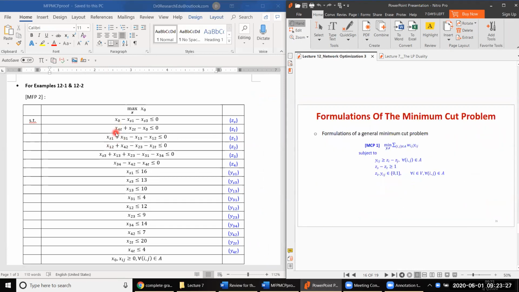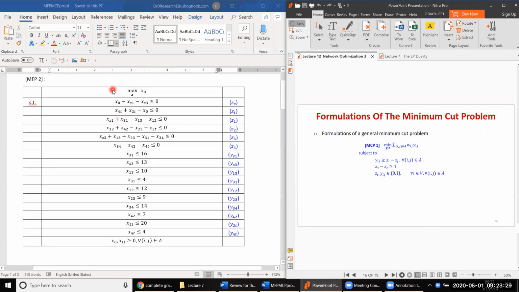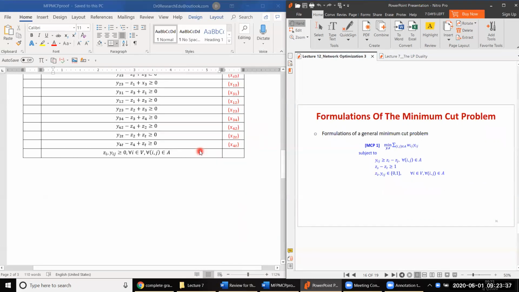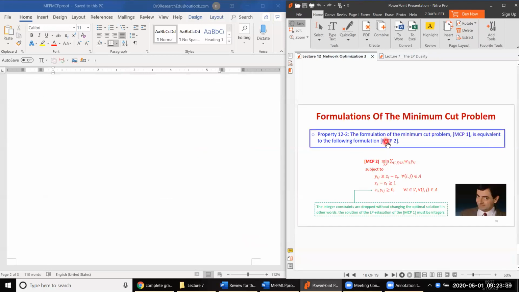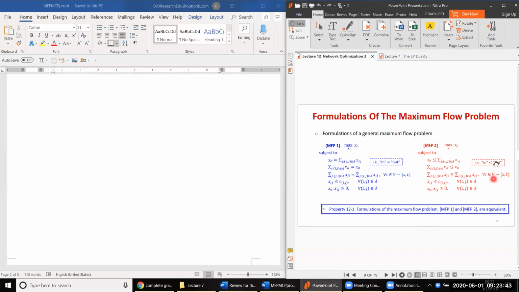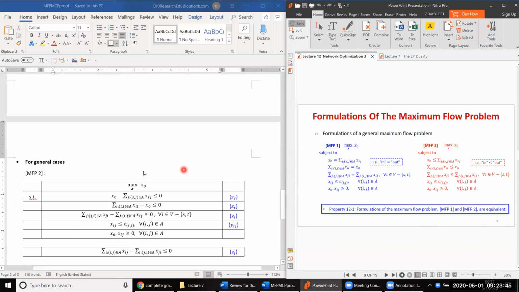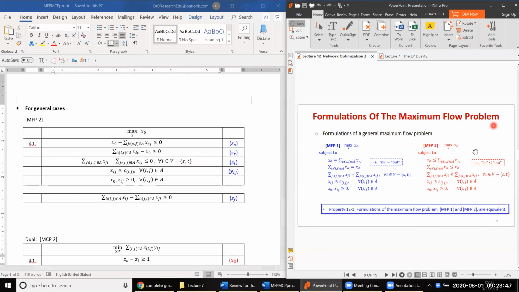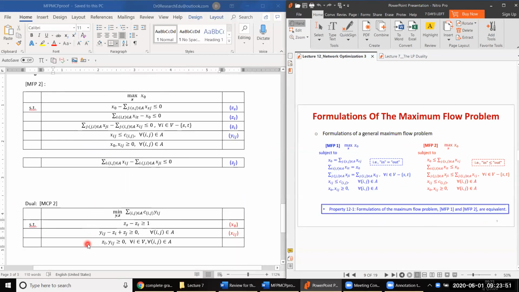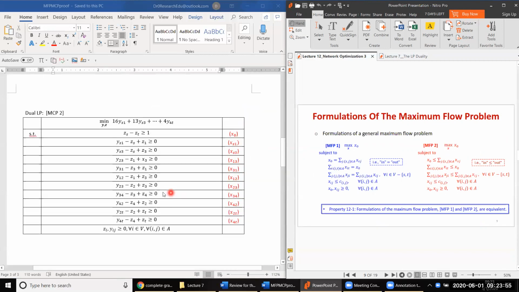So rewrite the dual LP of this problem by yourself and verify it is the same as this one, okay? And after it, what you need to do is try to write the dual LP of this problem, which is MFP2, as what I did here, and try to write it to get this problem, MCP2. And as an exercise, you can do this.